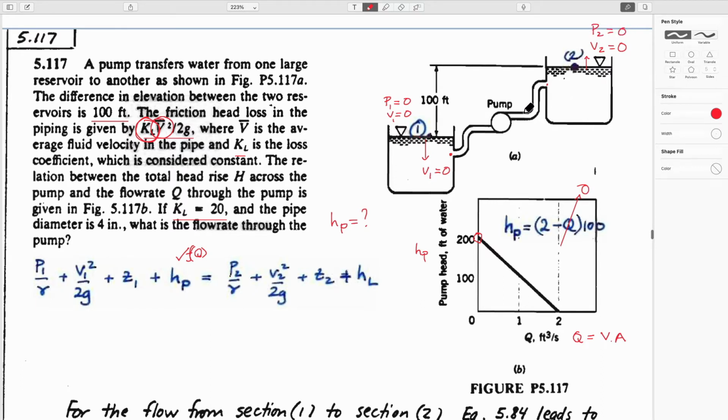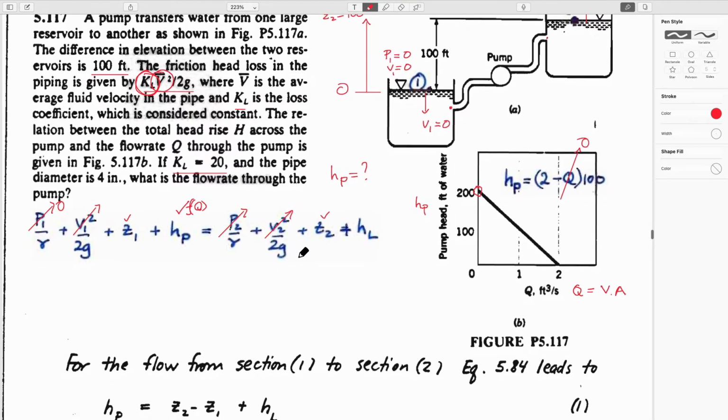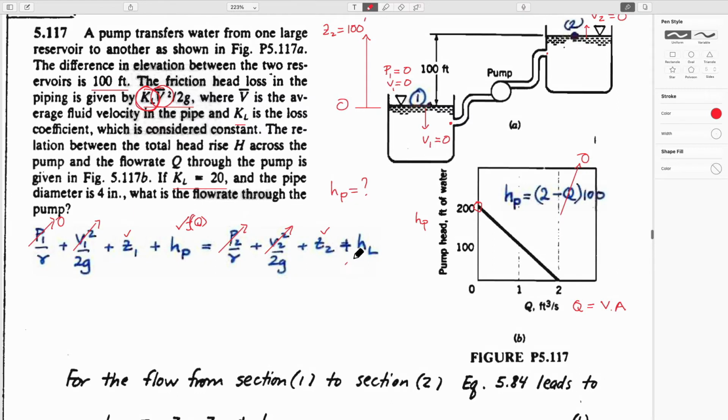We could use absolute pressure, but it just makes it more difficult because we can't get rid of these as zeros. We know that these aren't equal to 0, but I guess this would be 0, and this would be 100 feet. So we know what these are. And we know that this is going to be equal to some coefficient times v squared over 2g. And so we know that this v is equal to q over A.